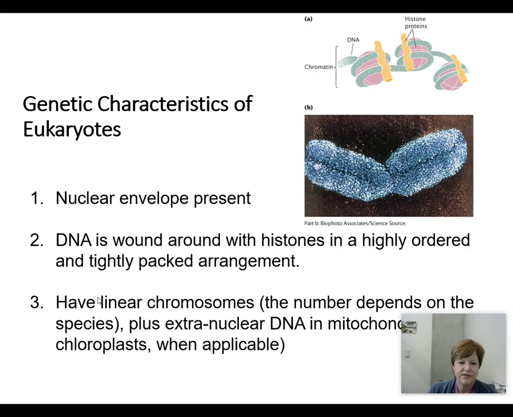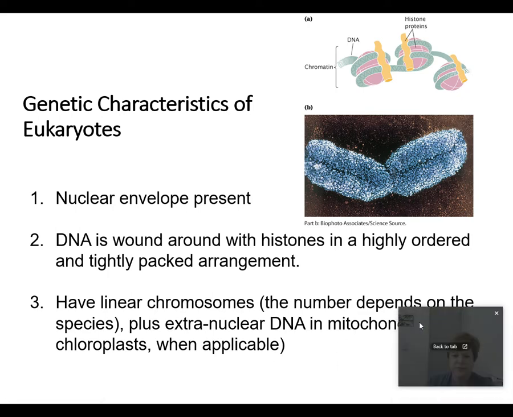Eukaryotes, of course, have a nuclear envelope, so the DNA is found in the nucleus, protected by the double membrane, which is called the nuclear envelope. The DNA is wrapped around histone proteins, which helps protect it and also organize it, especially during cell division. Eukaryotes have linear chromosomes. The number of chromosomes depends on the species.